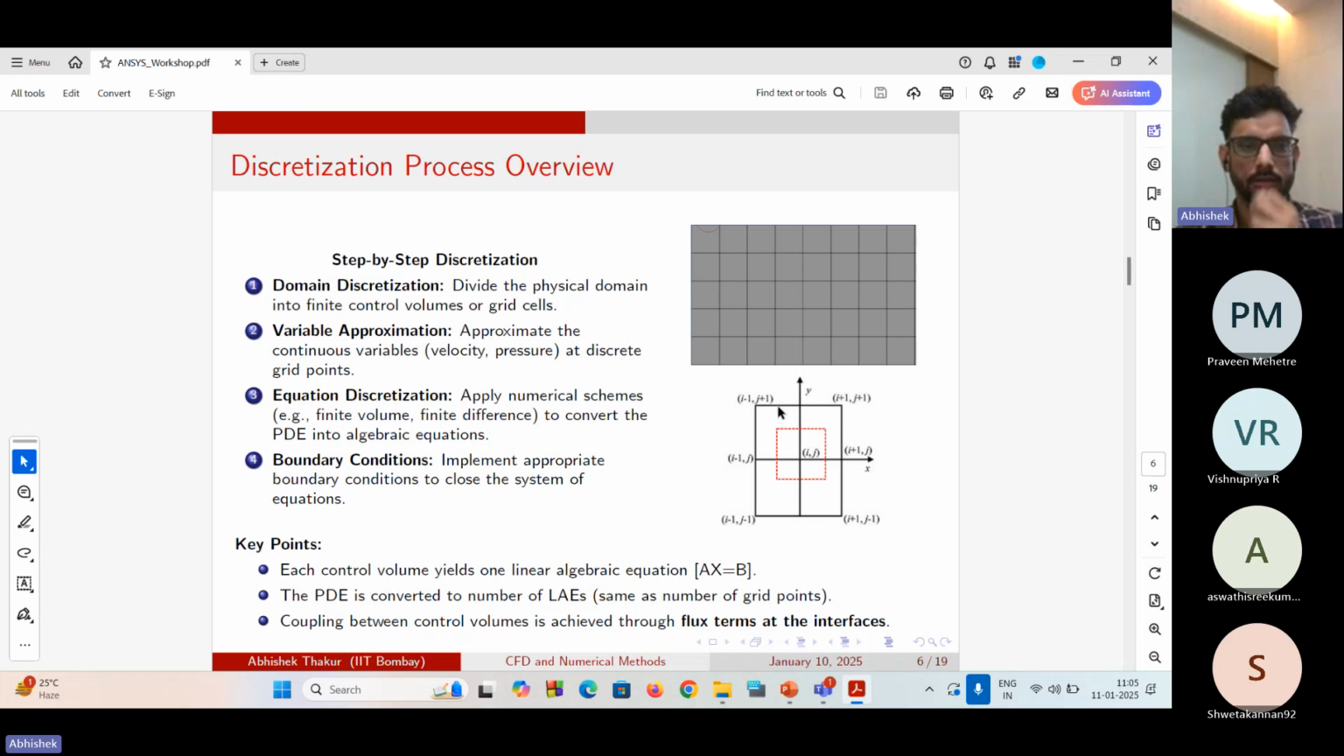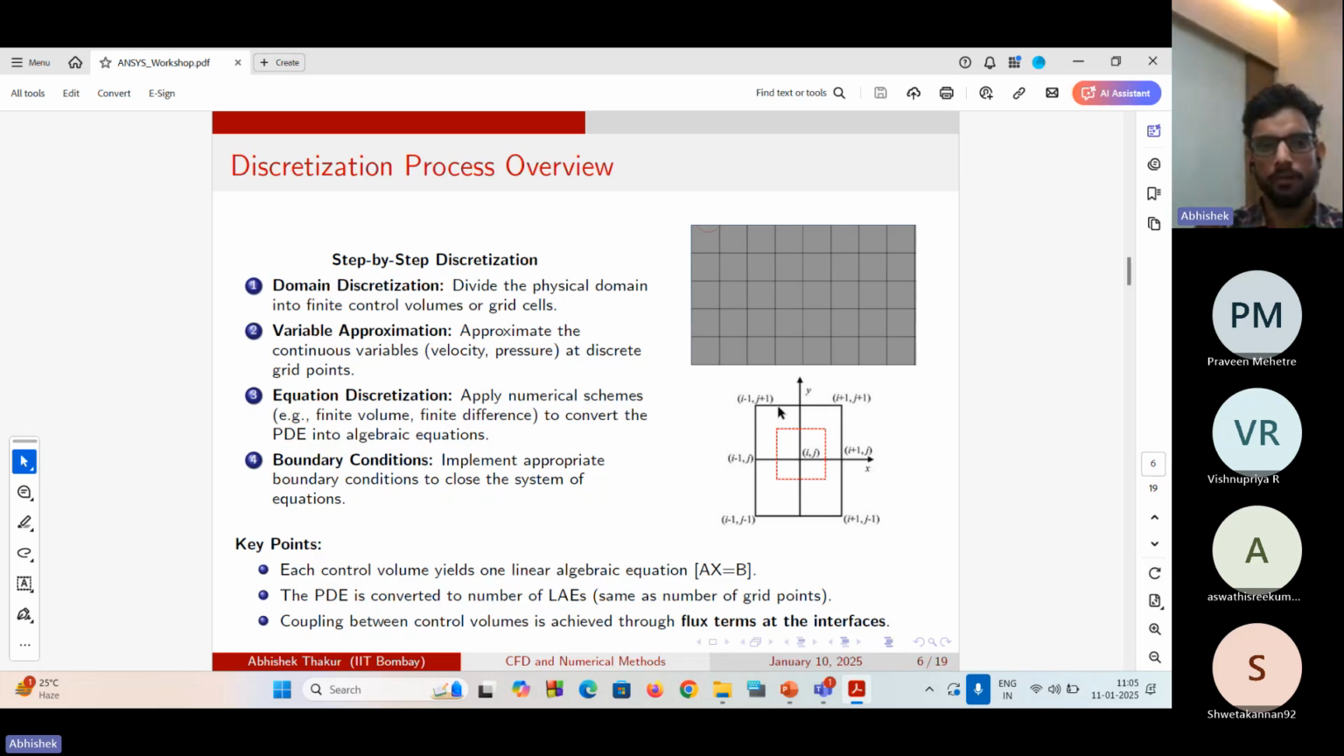Then we have equation discretization, and then we apply the boundary conditions. Now, what is equation discretization? The key point is that when we do domain discretization, the single PDE, for example for heat transfer, the temperature equation, is converted to a number of linear algebraic equations in the matrix form Ax equal to B. Those equations are the same in number as the grid points you have. So if you divide into 100 grid points, you'll have 100 linear algebraic equations.